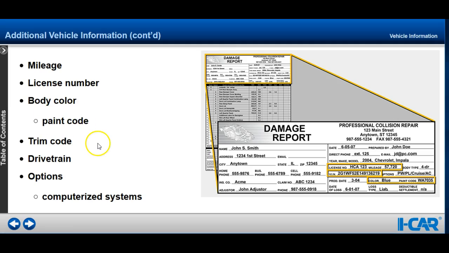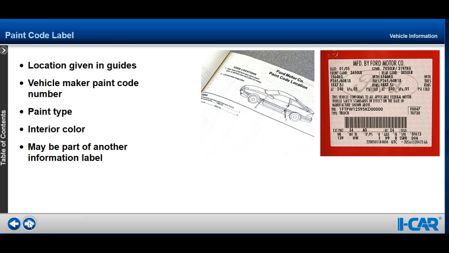Go ahead and get the paint code so you can go ahead and trim parts if the car doesn't get in there till later. Trim code for the interior, drivetrain, options, and computerized systems. All these things are going to help you as you go through the process of writing the estimate and repairing the vehicle. Paint code label, good, snap a picture of it if nothing else. That's E4. See that red E4 on a Ford. If you don't know where the paint code's located, the guide will show you. In the body work world, you'll get to where you know where they're all at.